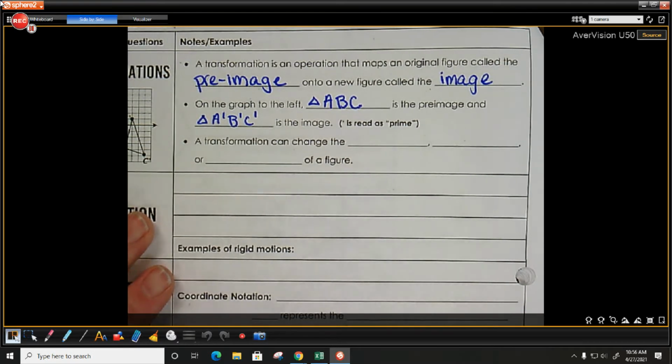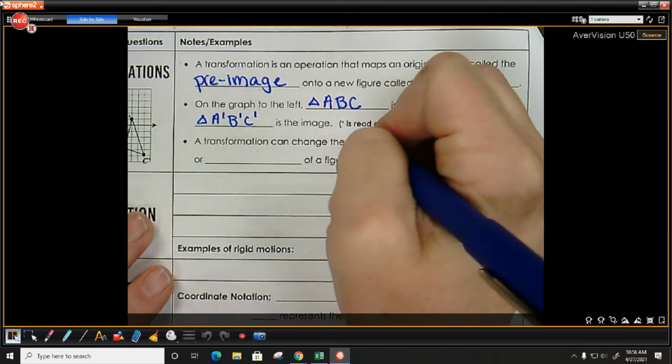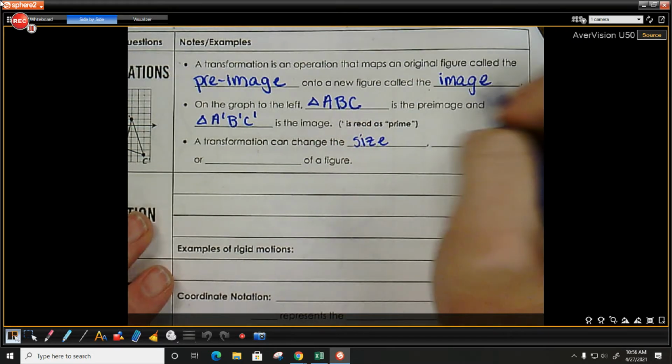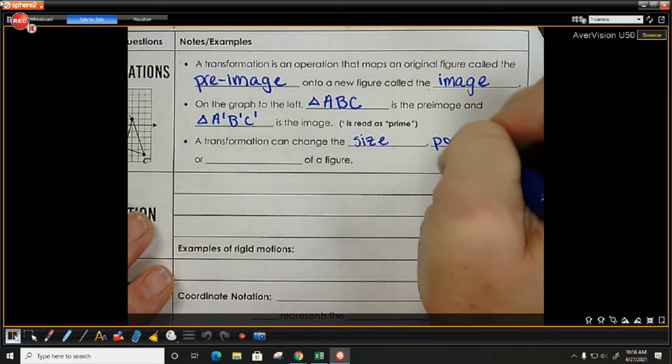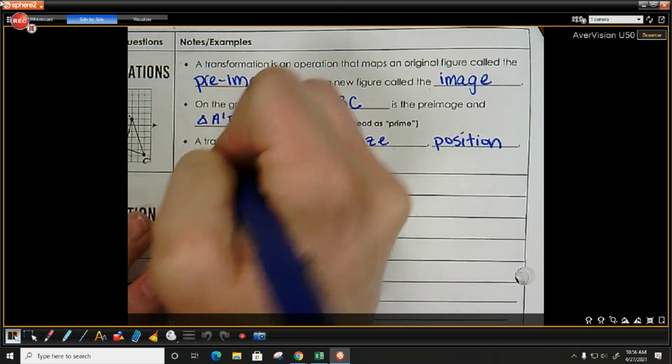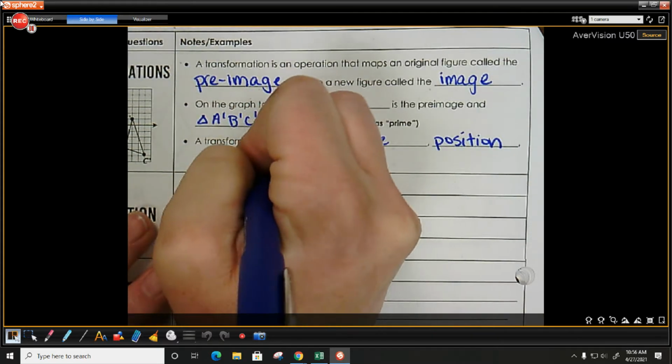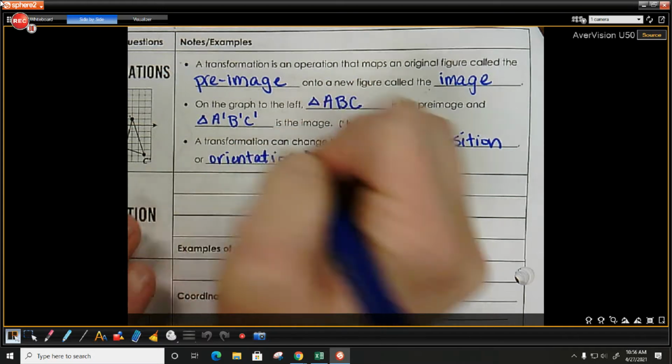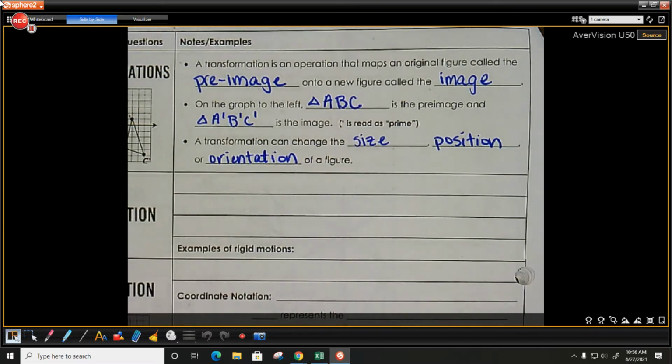A transformation can change the size, the position, and the orientation of a figure. Now, last class we changed the size, okay? We did not have congruent figures. We had similar figures. We changed the size.